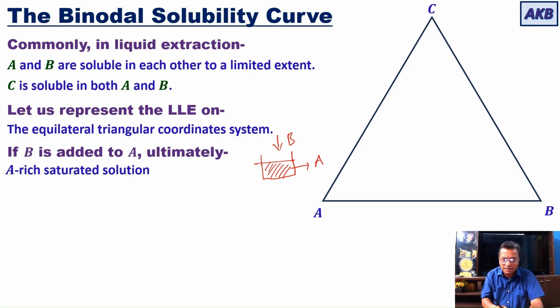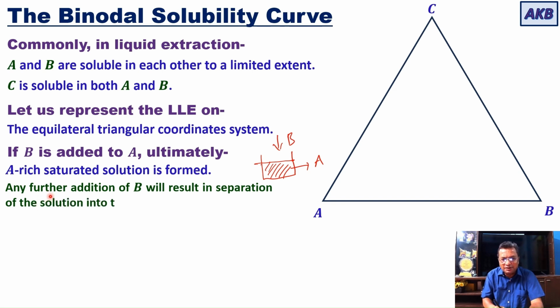Ultimately, a stage will be reached where an A-rich saturated solution is formed. Why a saturated solution? Because if you try to add any further B, any further addition of B will result in separation of the solution into two layers. So we are going to add B to A so as to have an A-rich saturated solution. Why an A-rich saturated solution? Out of A and B, here A is the major component.